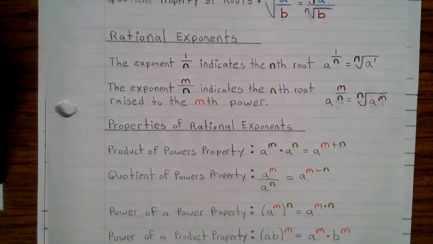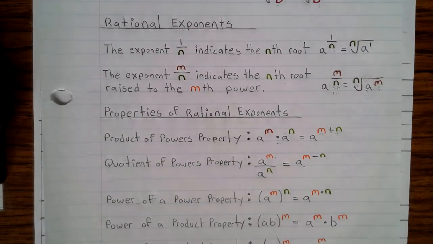Rational exponents. The exponent 1 divided by n indicates the nth root: a to the 1 divided by n equals the nth root of a to the first power. The exponent m divided by n indicates the nth root raised to the mth power. So a to the m divided by n is equal to the nth root of a to the mth power.